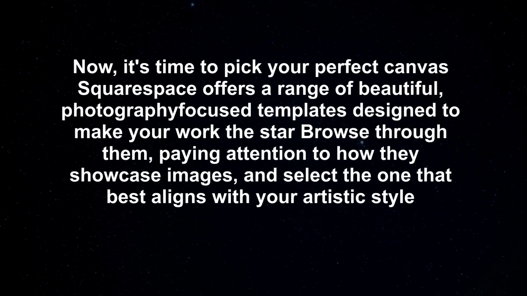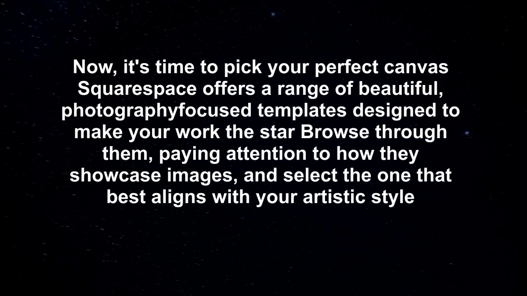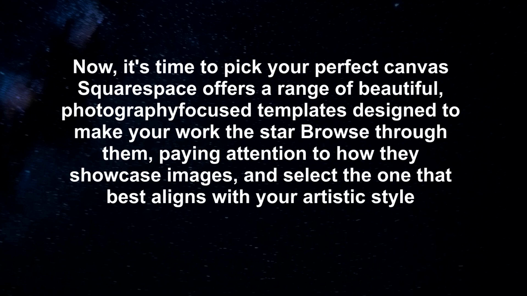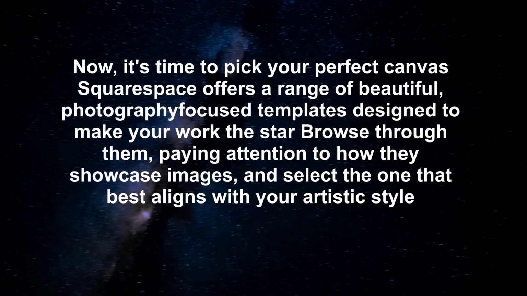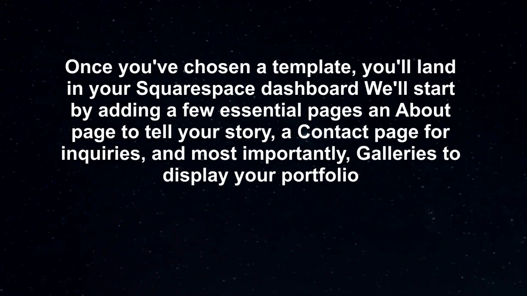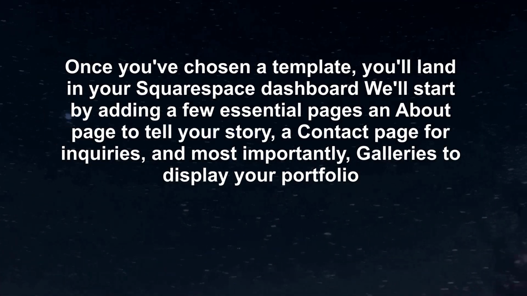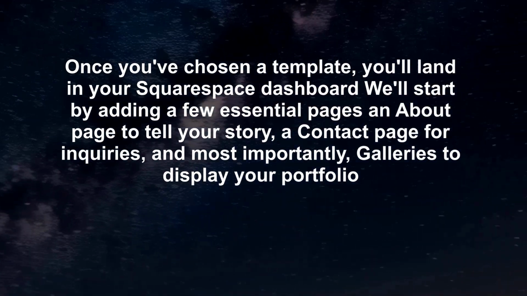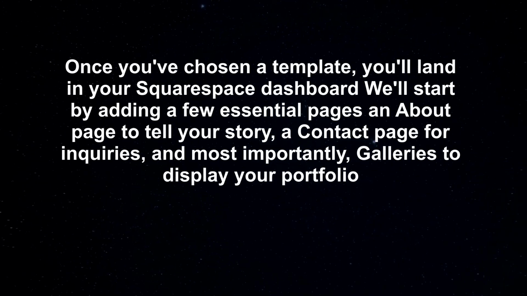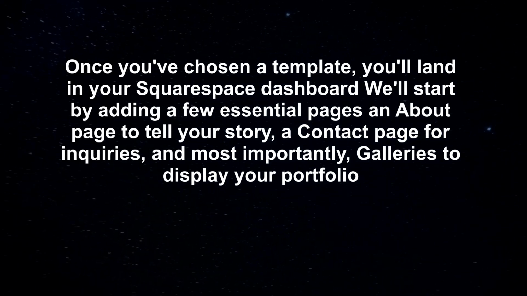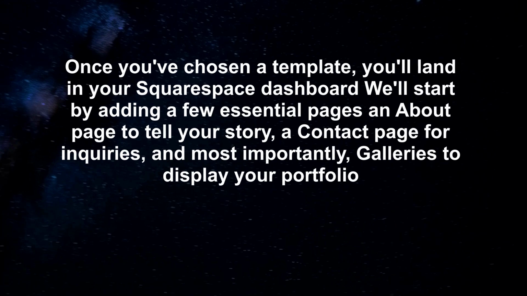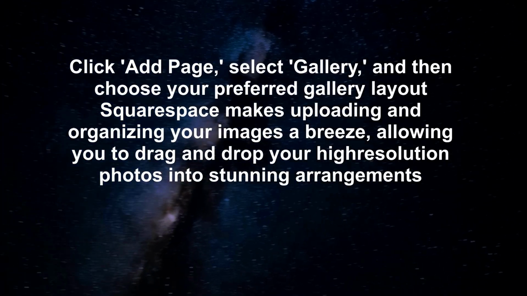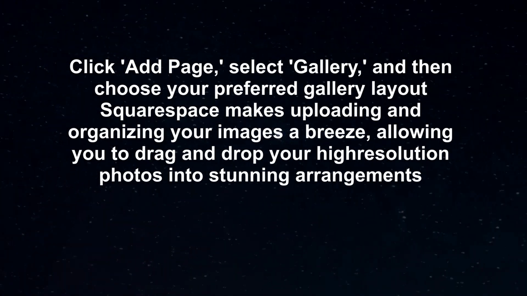Browse through them, paying attention to how they showcase images, and select the one that best aligns with your artistic style. Once you've chosen a template, you'll land in your Squarespace dashboard. We'll start by adding a few essential pages: an about page to tell your story, a contact page for inquiries, and most importantly, galleries to display your portfolio. Click Add Page, select Gallery, and then choose your preferred gallery layout.